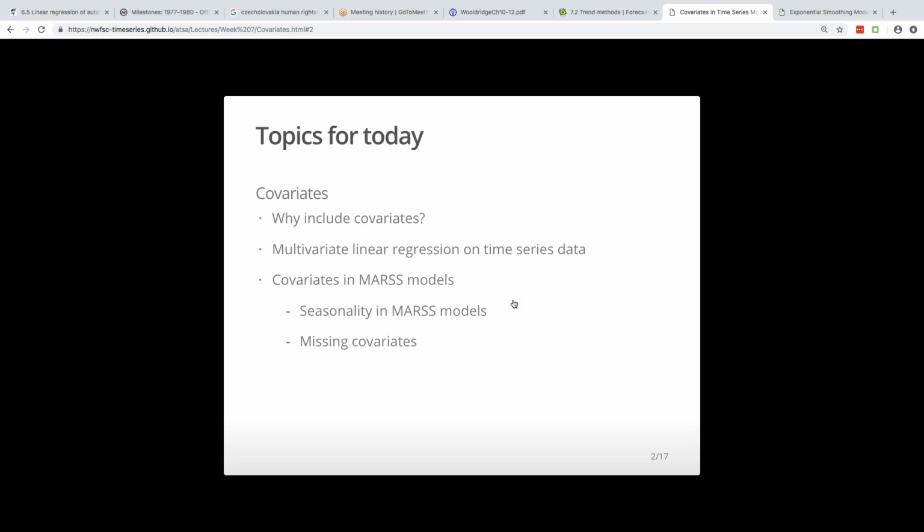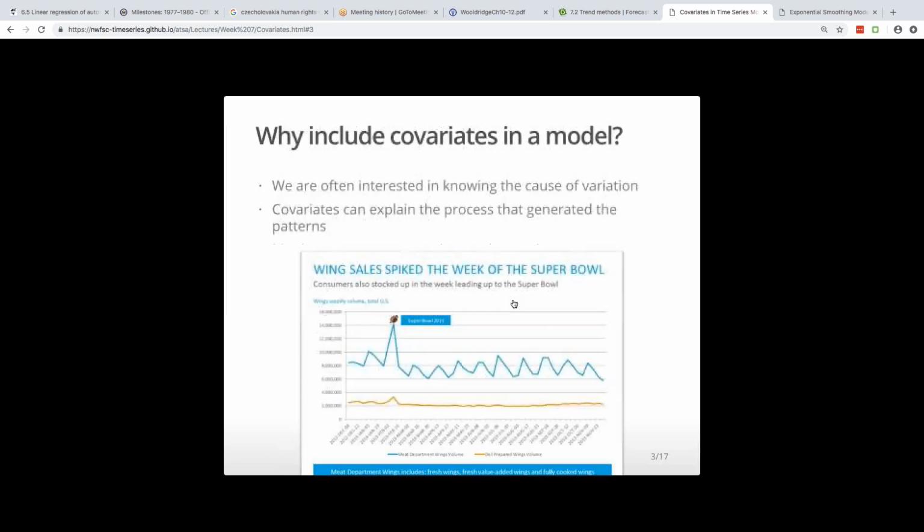Okay, so covariates. Why might we include covariates in a model? Well, some of them are obvious. Often we're interested in knowing the cause of variation that we see in our data. So this is one example we like to show. This is the variation in purchases of wings, wing sales, and you can see they peak. This has got to be on the weekends, and then we saw a really big peak right here, 2013, which is Super Bowl.